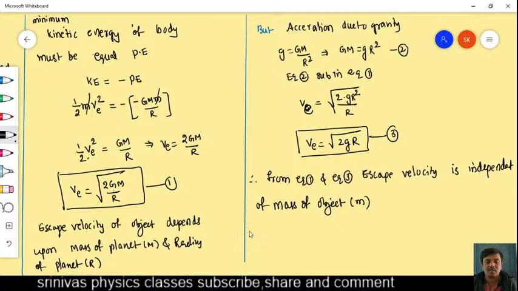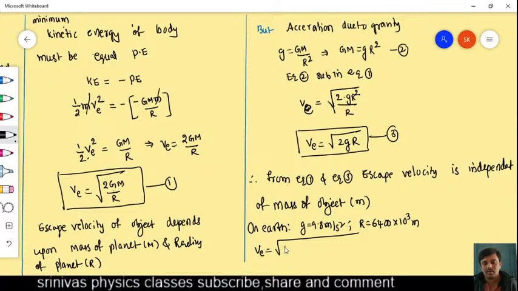Then we can find the escape velocity value on Earth. On Earth, g value you know is 9.8 meter per second square and R value is 6,400 kilometers. Convert kilometers into meters, 10 to the power of 3 meters. If you substitute these values in equation 3, we get 2gR, g is 9.8, R is 6,400 into 10 to the power of 3. If you simplify, we will get 11.2 into 10 to the power of 3 meter per second. Now this is nothing but 11.2 kilometer per second.